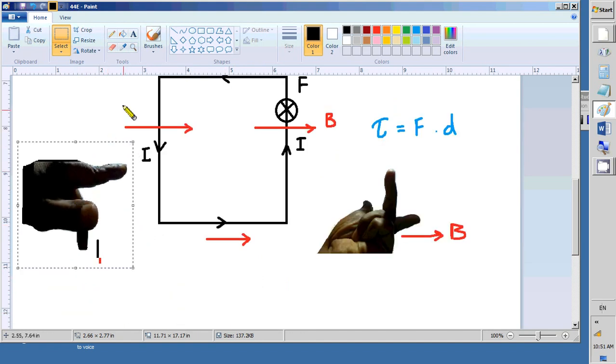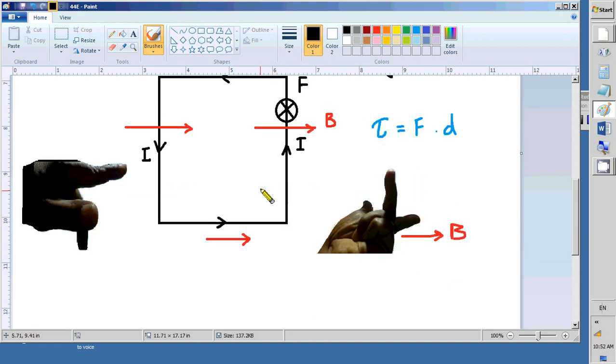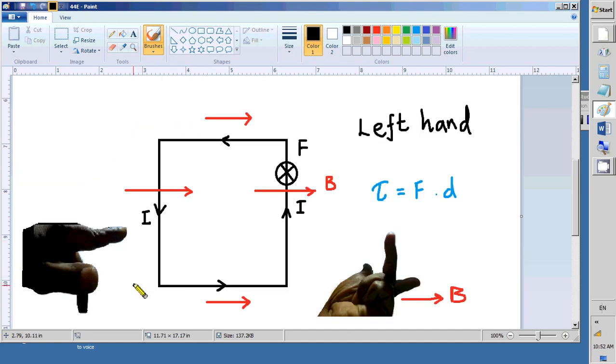So we use the same hand, left hand. I must write it, otherwise you might get confused. Left hand, not right hand. We use right hand in generators. This one is not a generator. This is a motor, not a generator. We give current and we receive rotation or force.